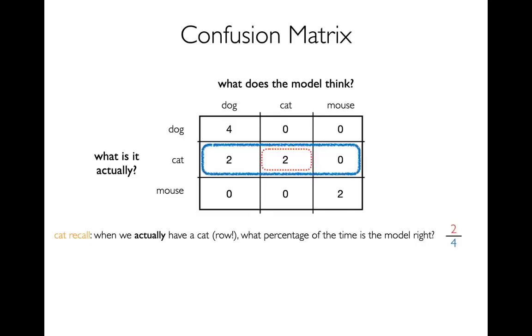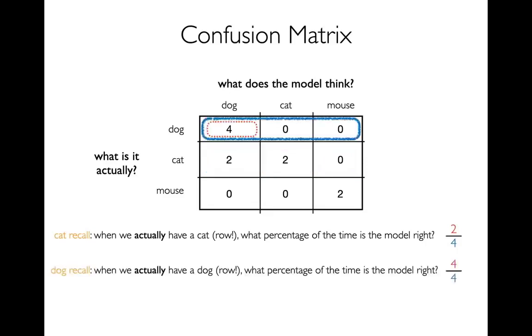So in this case, the denominator will be the sum of the row, and the numerator will just be a single number, which is cat. How many times do we actually call a cat a cat? So in this case, we'll get 2 over 4. And this is one easier way to remember recall versus precision: recall has an R and row also has an R.